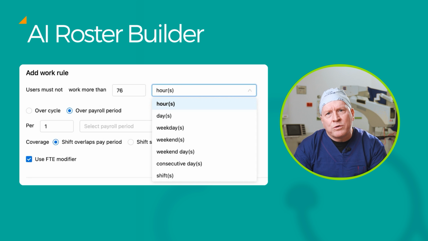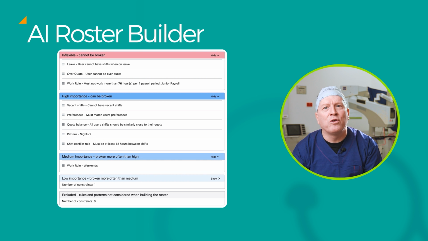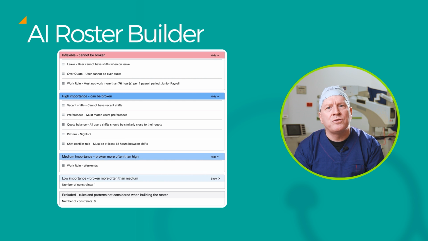Here's our AI roster builder. You give it your rules, your patterns, your staff preferences and blockouts, and it tests tens of thousands of possible configurations, scoring each one against your constraints until it finds the best available roster. Now, I want to be clear about what kind of AI this is. It's not ChatGPT, it does not hallucinate. It solves a defined problem with defined rules, and what it returns is not a draft, it's a finished, compliant roster.